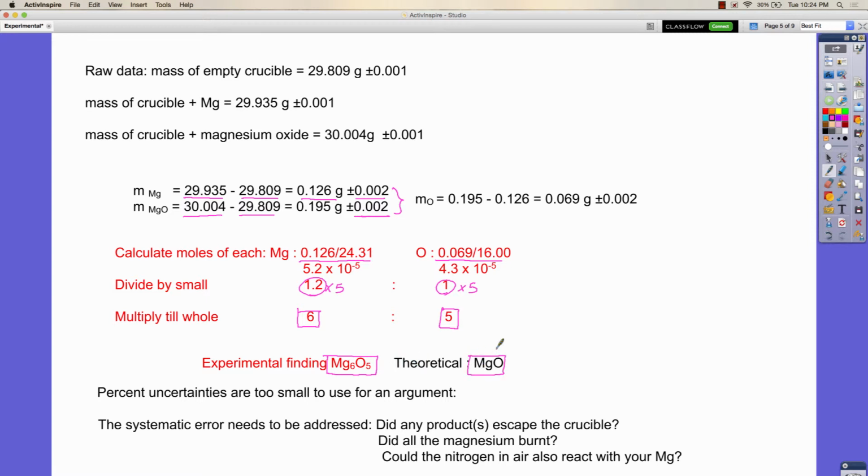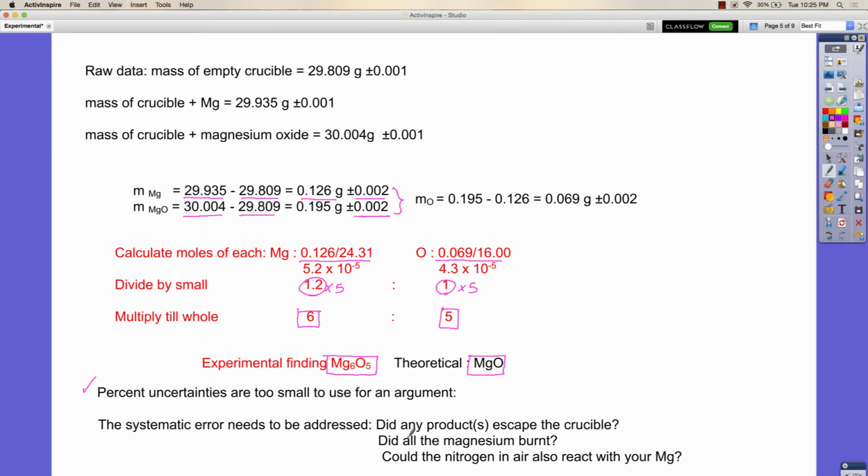Now you have to make a decision. These absolute uncertainties are too small to have any argument for random errors. But the systematic error is humongous, because we see it's not Mg1O1, it's rather 6 to 5.